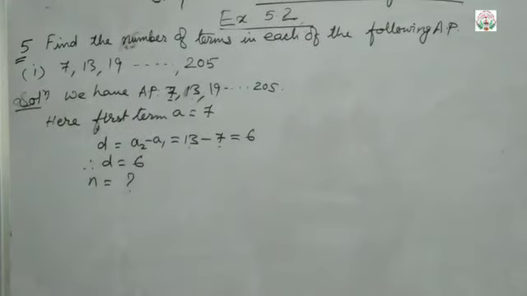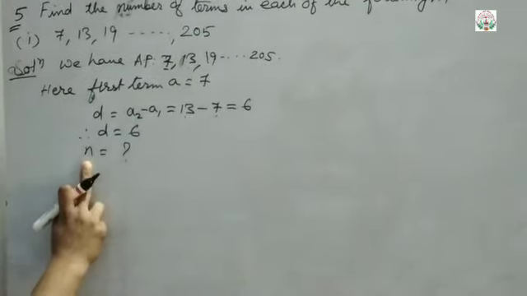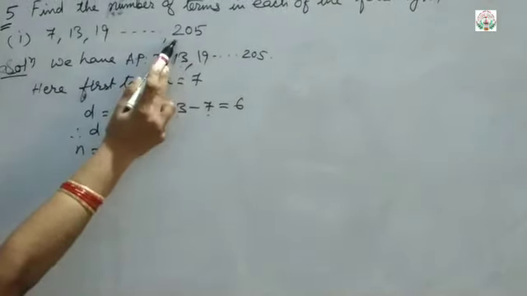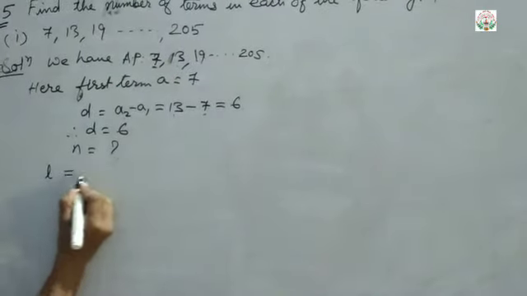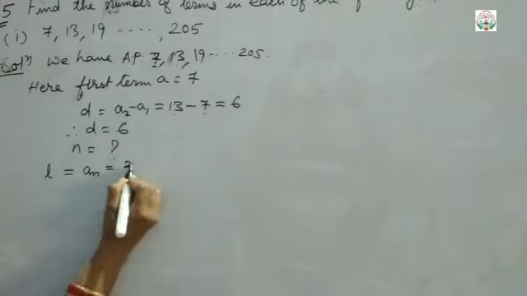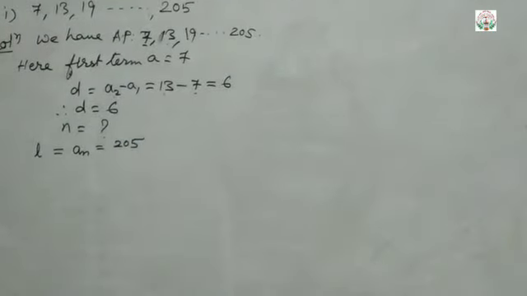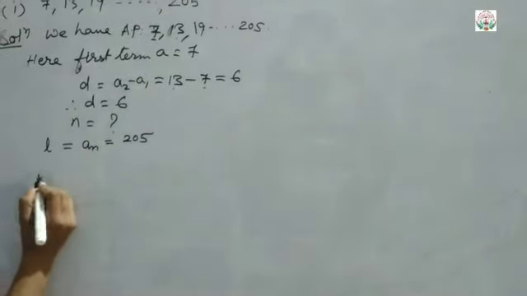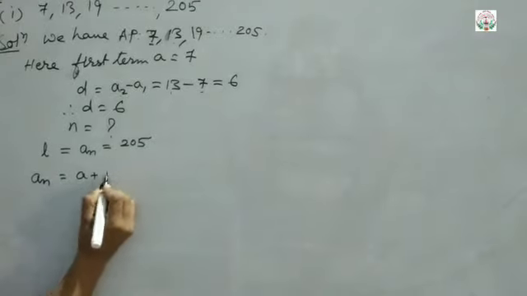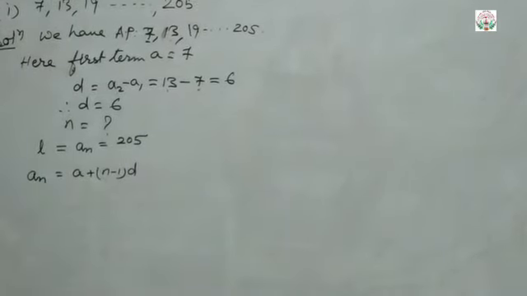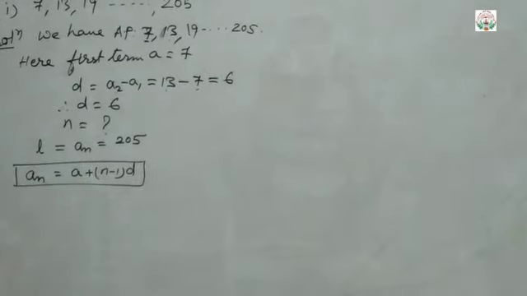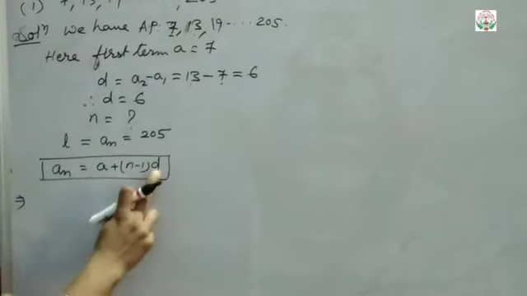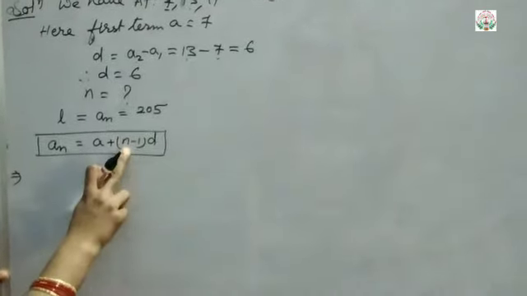Because in the question what is given? Find the number of terms. So n will be the number of terms that we have to find. Now you can see the last term is given. In that AP last term L equals AN equals 205. It is given. Now the AN formula we know, that nth term of AP, will apply here. So AN equals A plus N minus 1 into D. This formula we are going to apply. So now we will put the values of AN, that is the last term, A, and then D. Then on solving we will get the value of N.